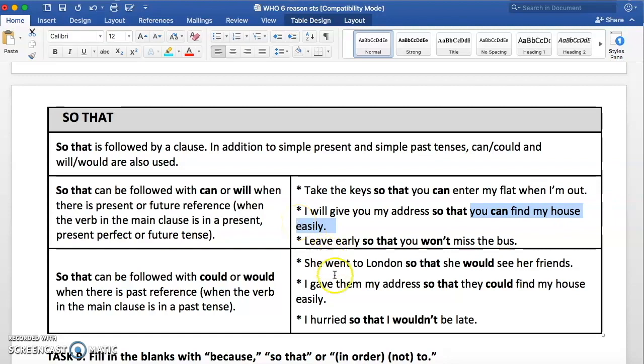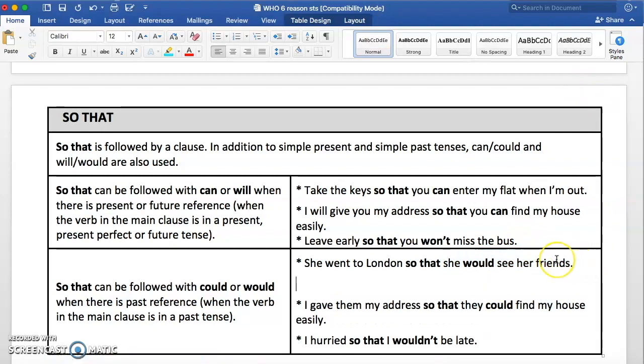Let's look at the past purpose. She went to London, look, she went to London so that she would see her friends. So because of this would or could here, we understand that the writer states a past purpose. Now you can ask, so what is the difference between so that and because? Because they look similar.